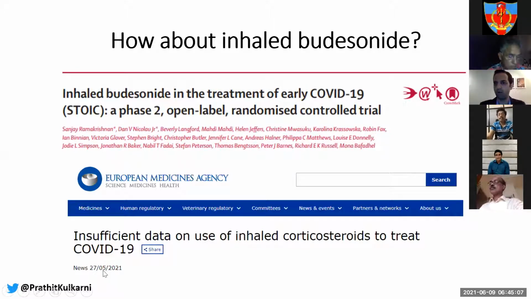So just 1 week back, 2 weeks back, the European Medicines Agency from Europe recommended not to use inhaled budesonide for mild to moderate COVID-19 because the data are insufficient. We do not have a large randomized controlled trial showing the efficacy of inhaled budesonide. We only have a small phase 2 trial. So again, based on this, it was not recommended in Europe, and it's also currently not recommended in the United States either.